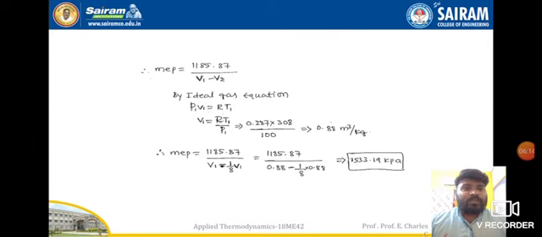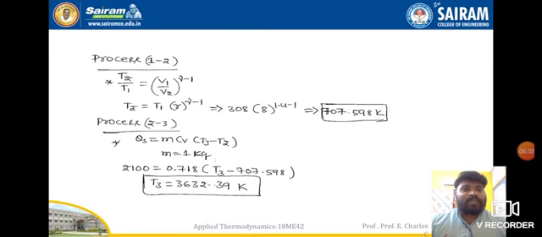So mean effective pressure is equal to work done divided by V1 minus V2. Here we know the compression ratio is equal to 8, which is nothing but V1 by V2. V1 by V2 is equal to 8, so V2 can be written as 1 by 8 V1, right? So V1 minus 1 by 8 V1. V1 we have already found out as 0.88, so all the values are known. If you substitute, we will get 1533.19 kilopascals. This is the mean effective pressure, right?